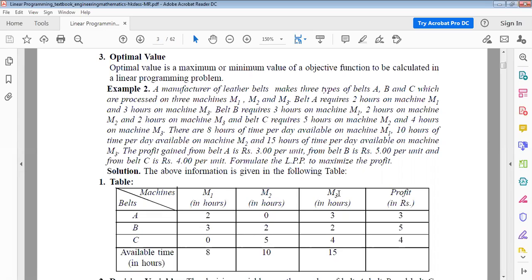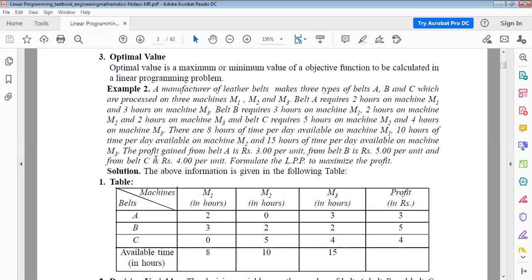Similarly, belt C requires 5 hours on machine M2 and 4 hours on machine M3. That means M1 0 hours. So this is the third row. There are 8 hours of time per day available in machine M1, M2 has 10 hours, and M3 has 15 hours.